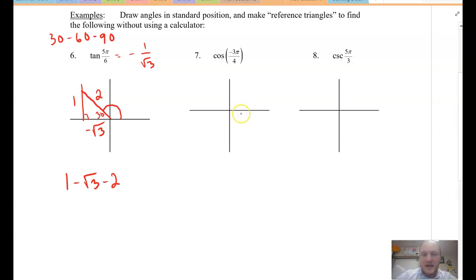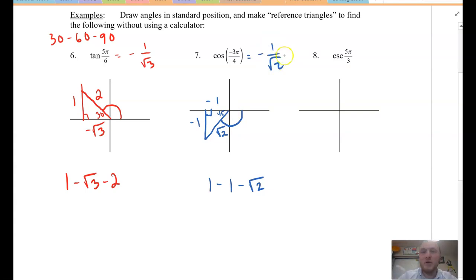Cosine of 3 pi over 4. It's negative, so I'm going in the negative direction, which is this direction. And that makes a 45-degree angle, or a pi over 4 angle here. So 45, 45, 90, and remember 45, 45, 90 is 1, 1, root 2. So this side is 1, this side is 1. They're both negative, and this is root 2. So cosine is adjacent over hypotenuse. So we have negative 1 over root 2.